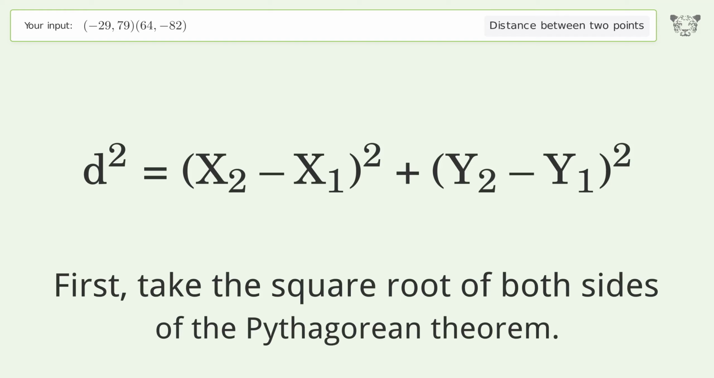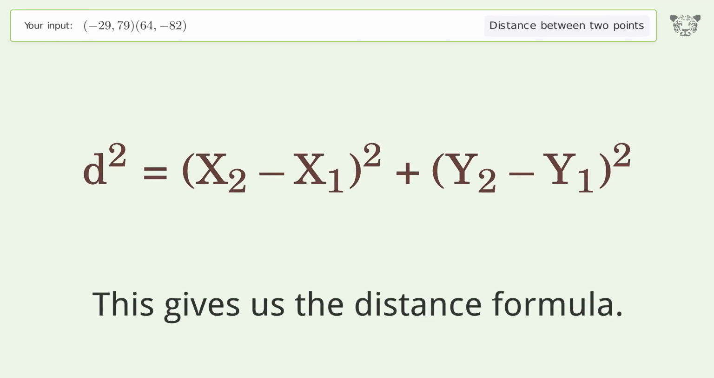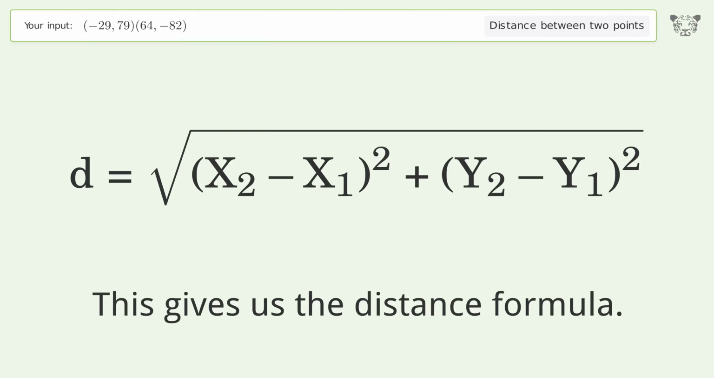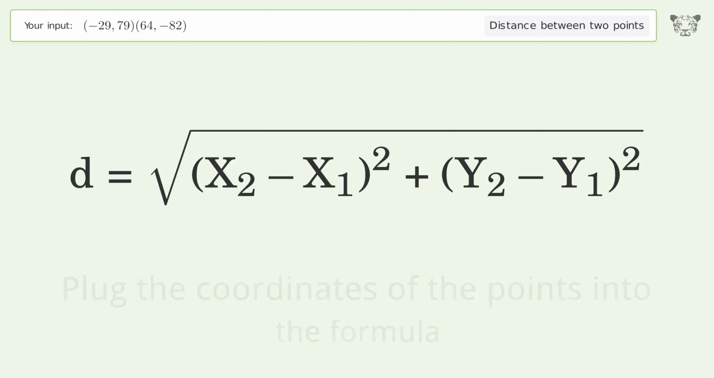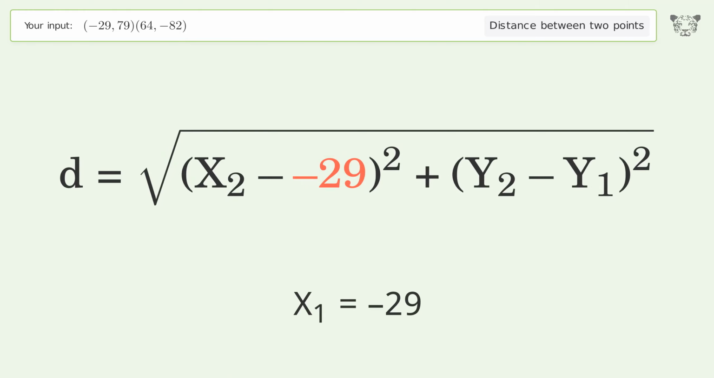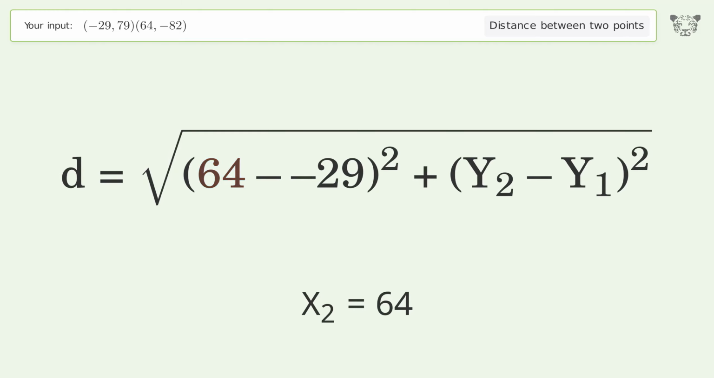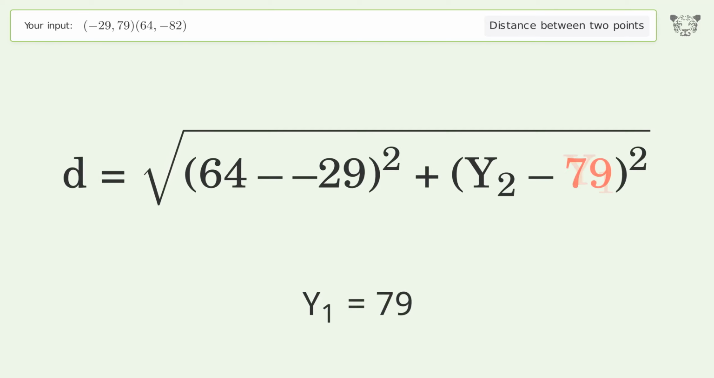First, take the square root of both sides of the Pythagorean theorem. This gives us the distance formula. Plug the coordinates of the points into the formula. x1 equals -29. x2 equals 64. y1 equals 79. y2 equals -82.